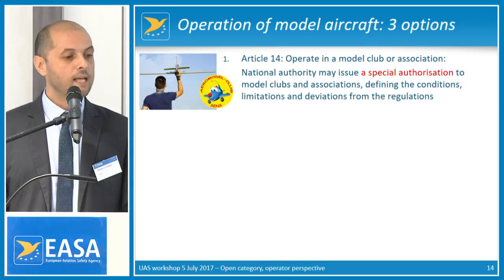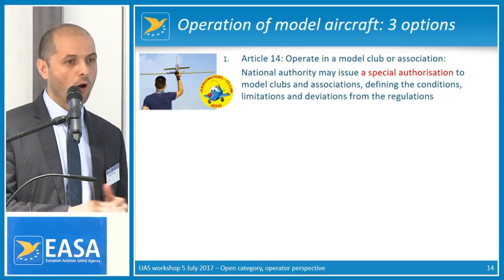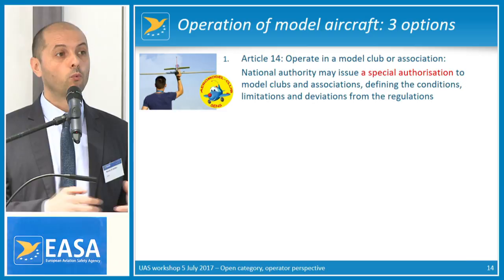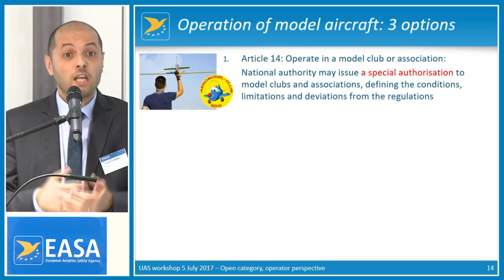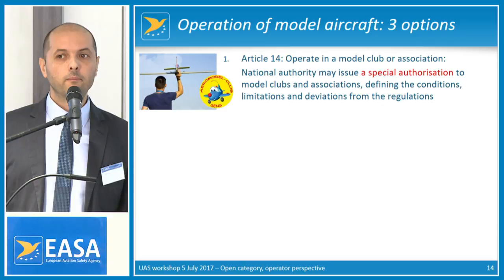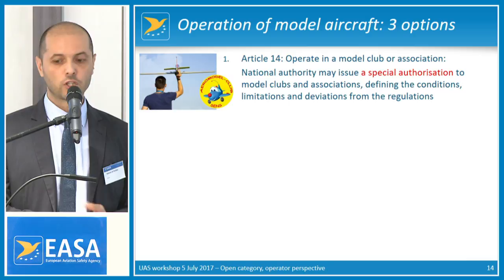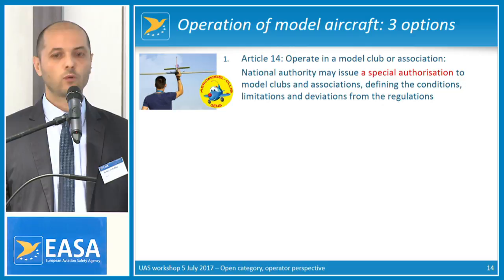Okay, so the first is Article 14. This is the most important way. We allow member states to give a special authorization to model club associations. So we recognize the safety environment that is being built by model clubs, in which they have procedures, and sometimes they also give training. And the safety record is very good. So the NAA can give them an authorization in which they can deviate from all the provisions that are in our regulation. So this is, I think, the best way to accommodate model aircraft, and they can fly actually as they do today.